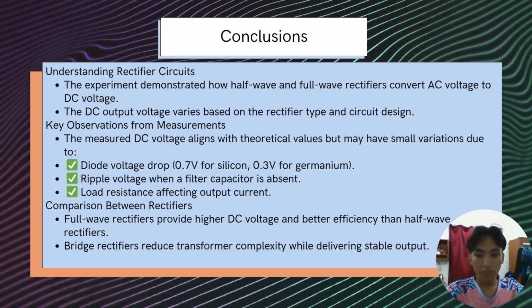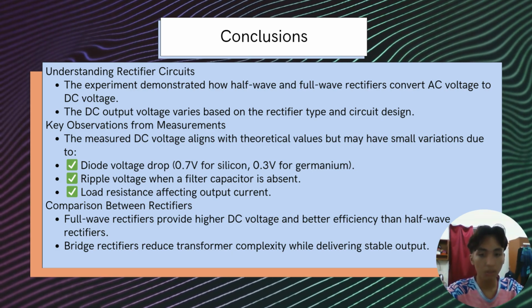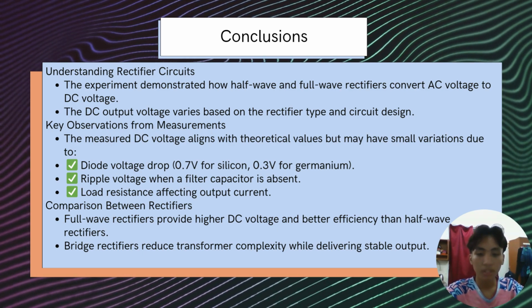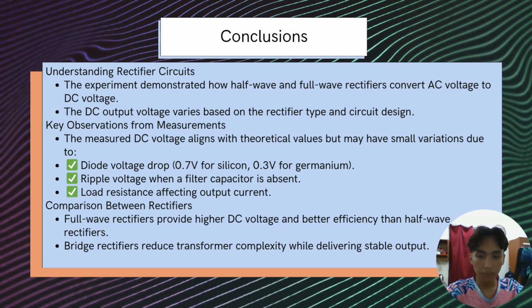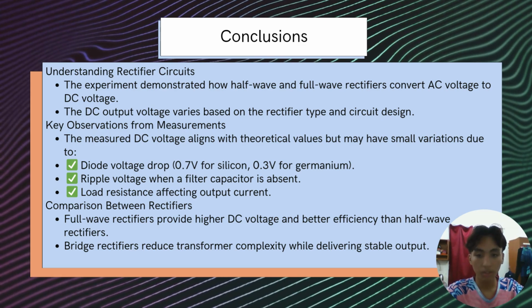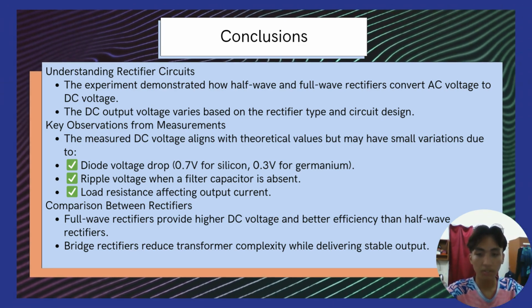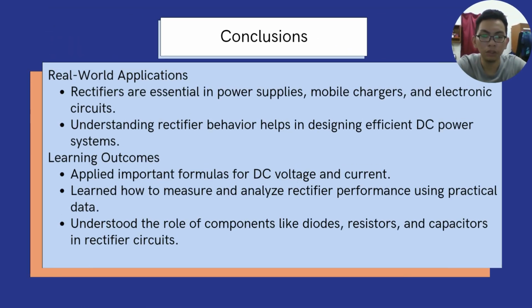Also, through our observation, we confirm that a full-wave rectifier provides a higher and more efficient DC output compared to a half-wave rectifier. The bridge rectifier, in particular, offers a practical advantage by eliminating the need for a center tap transformer while maintaining efficient power conversion. The experiment demonstrates the significance of rectifiers in real-world applications, such as power supplies, battery chargers, and other electronic circuits that require a stable DC voltage.